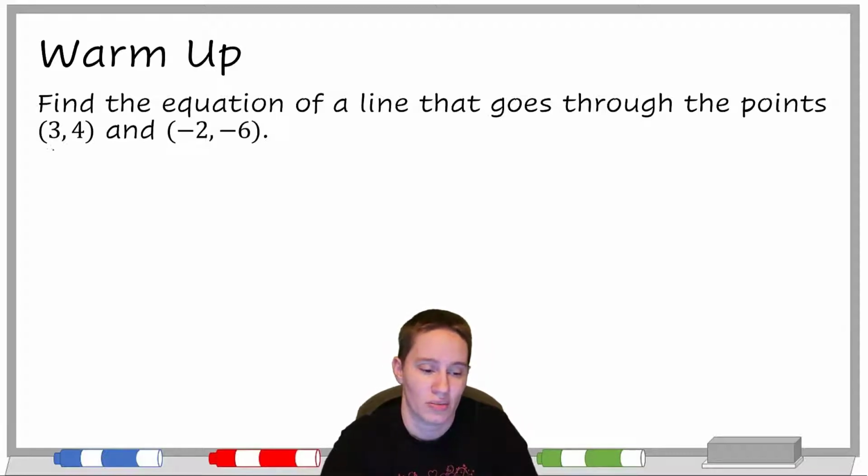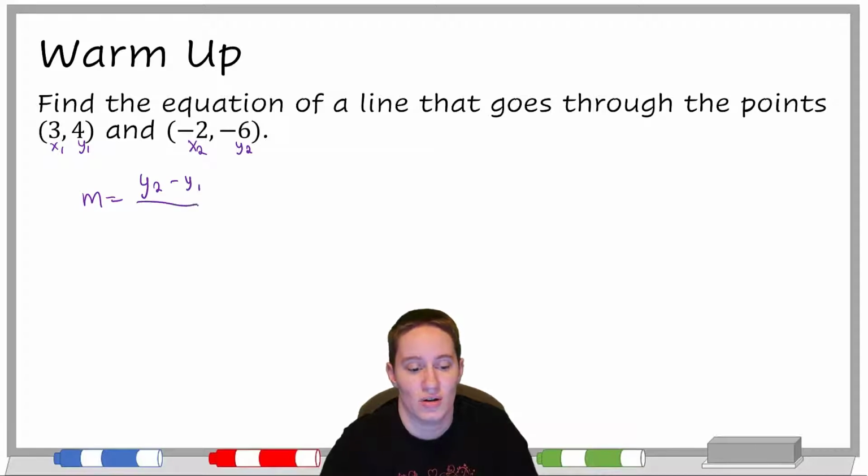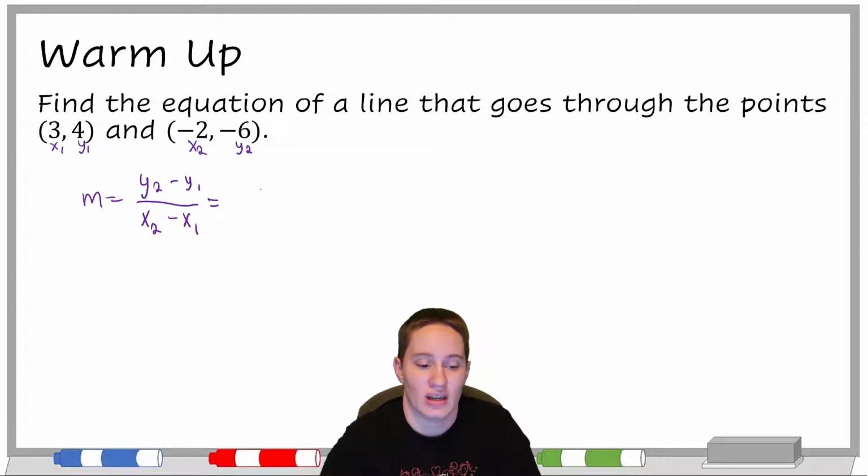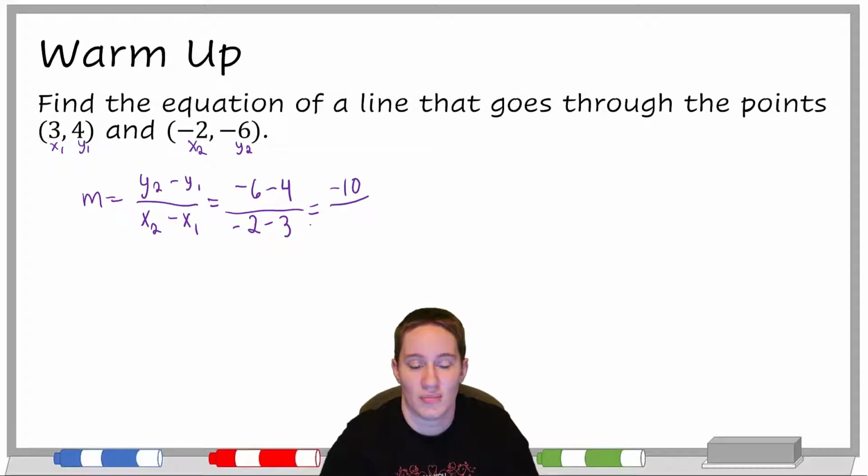So in order to find the slope here, remember that we do x1, y1, x2, y2, and we plug it into our slope formula, which is m equals y2 minus y1 over x2 minus x1, which is really just a fancy way of saying, hey, subtract your y's on top, negative 6 minus 4, and subtract your x's on bottom, negative 2 minus 3. So that gives us negative 10 on top, negative 2 minus 3 is negative 5 on bottom, negative 10 over negative 5 is a positive 2. So our slope is 2.